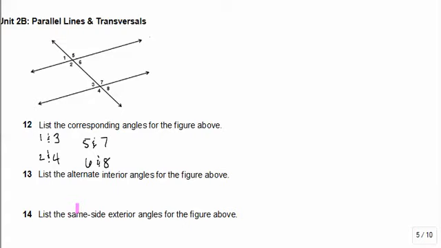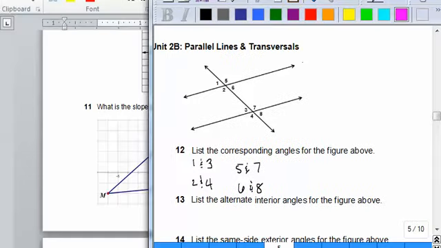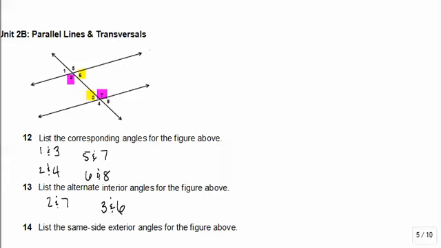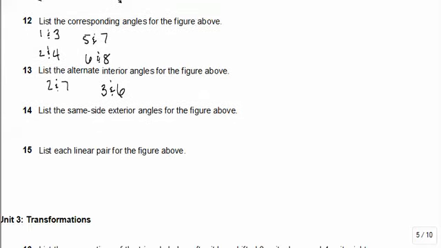Okay. List the alternate interior angles. So alternate interior 2 and 7 and 3 and 6 are inside and across from each other. So that is 2 and 7 and then 3 and 6. Sorry I'm jumping around so much. This program is not letting me control my colors and things.